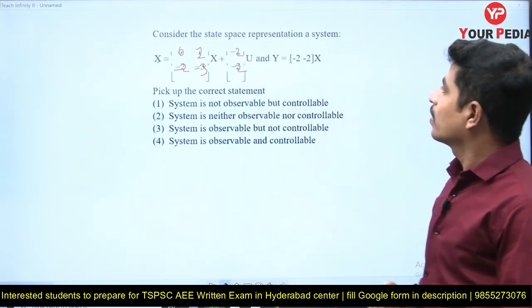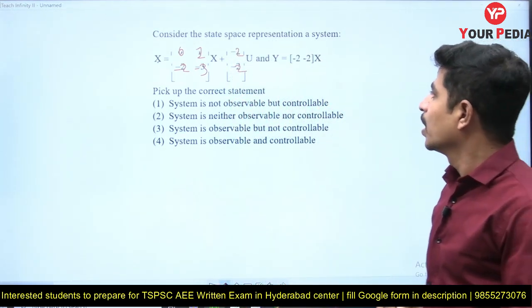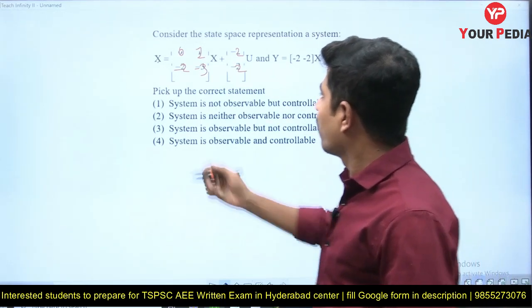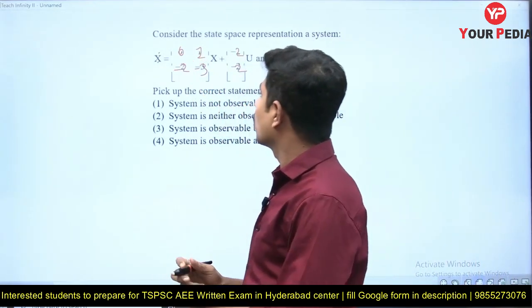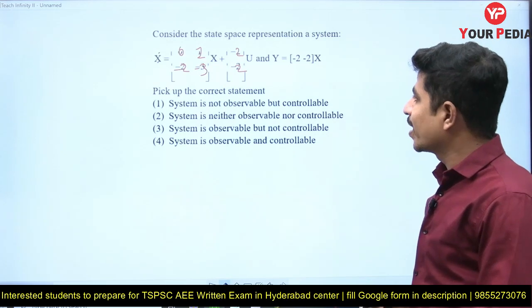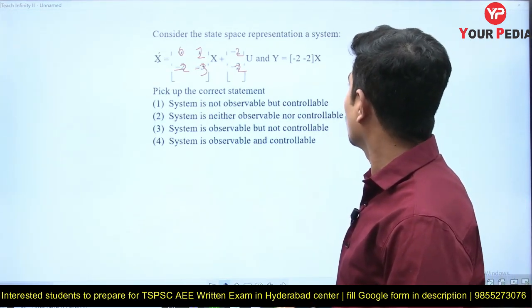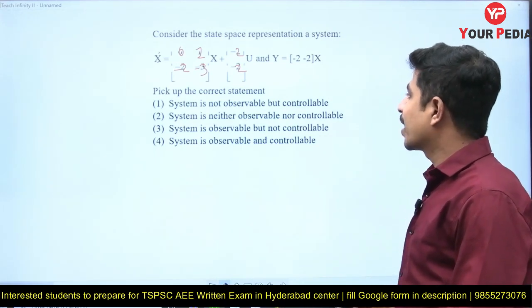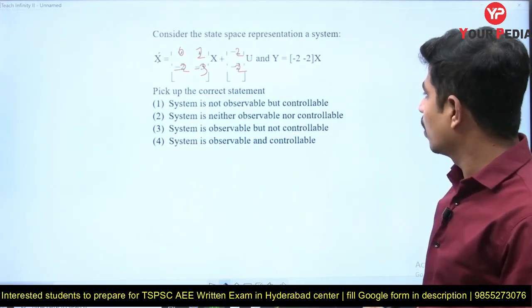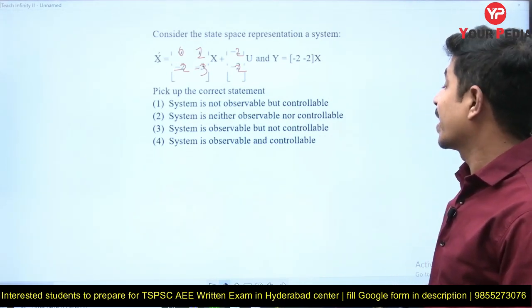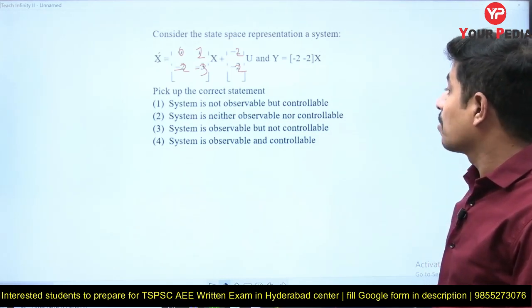Consider the state space representation of a system. X dot of t is equal to the matrix 0, 1, minus 2, minus 3 into X plus minus 2, minus 2 into U, and Y is equal to minus 2, minus 2 X. Pick up the correct statement. The system is not observable but controllable. System is neither observable nor controllable. System is observable but not controllable. System is observable and controllable.